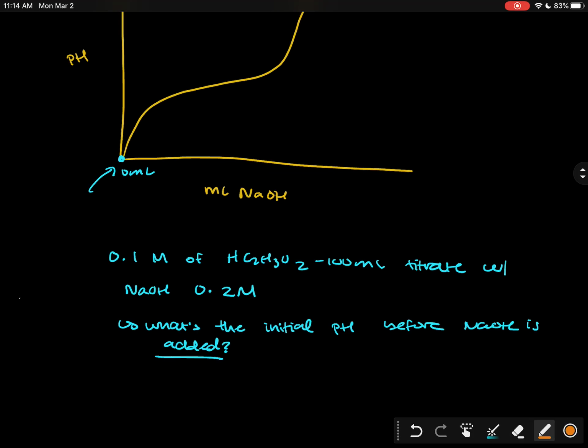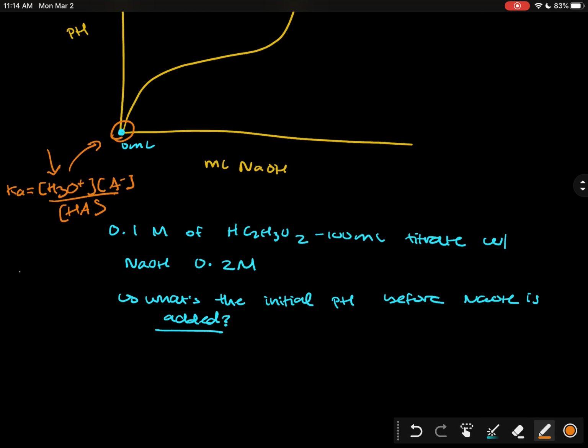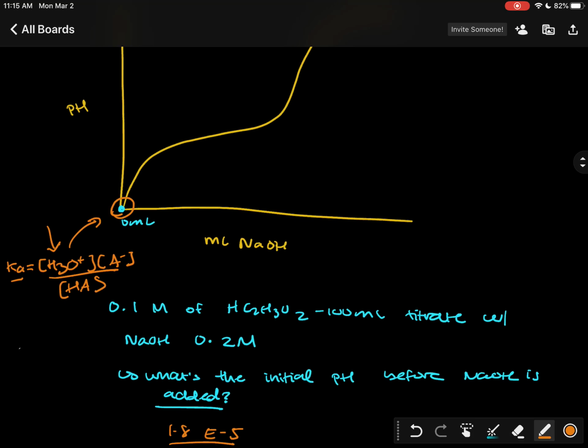To solve this question, it's really not too bad. It's something you guys are pretty familiar with. If we want to find the pH here, the Ka equals H3O plus times A minus divided by HA, and we just solve for this and take the negative log to find the pH of the initial value. And the Ka will be given to you. For example, for acetic acid it's a known Ka, 1.8 e to the negative fifth, so you could just plug that in and solve for the H3O plus concentration.